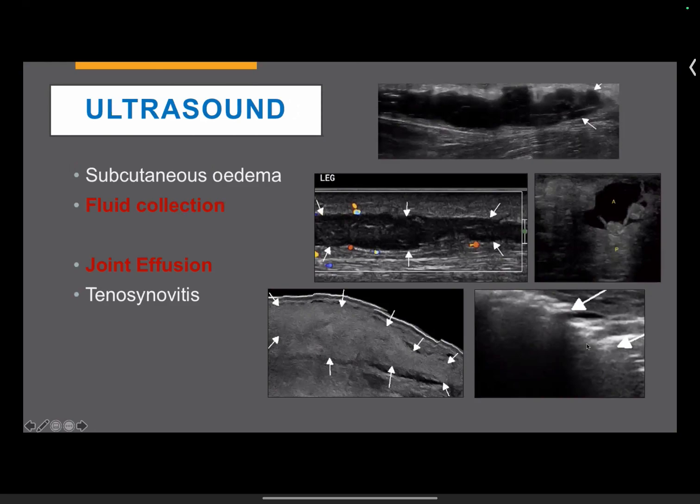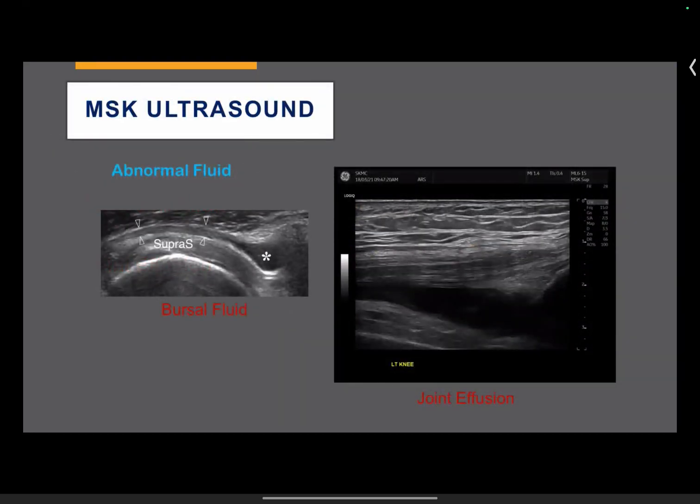I'm sure most of you are much more well versed in these than myself, but these are just important precepts to keep in mind. Looking for a collection, is it above the fascia or deep to the fascia? Regions like the buttock or the back are quite tricky to scan, particularly in large patients. Whenever there is doubt, it's important to go to MR or CT to see how deep it goes.